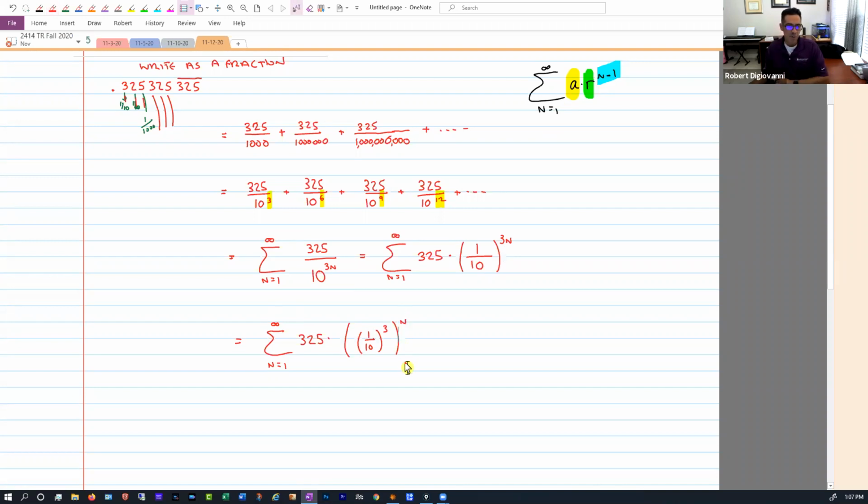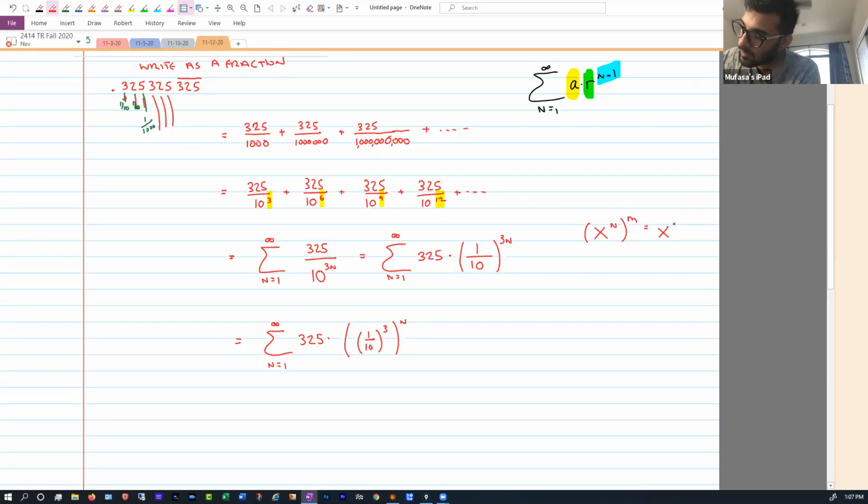And that's just using the property of exponents that when you have, let's say, x raised to the n, but then you raise that to the m, you multiply the powers together. So I'm looking at 3 times n here as being rewritten as 1/10 to the 3rd to the n. And that way, if you multiply those together, you get back this. So I'm working backwards from this formula. And then I'm going to actually cube the 1/10.